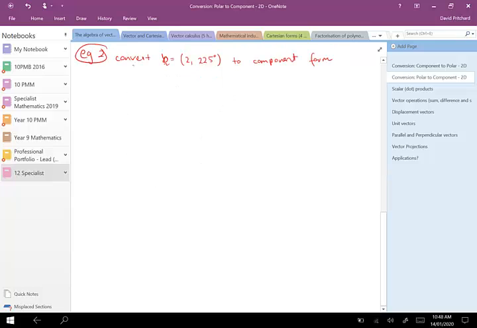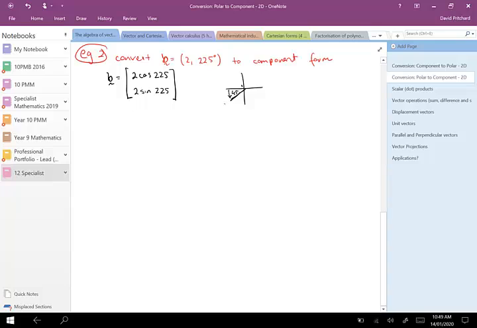Okay, in the second example, we're looking to convert b is equal to magnitude of 2 with a direction of 225 degrees to component form. So b will be equal to 2 cos 225 and 2 sine 225. Now, if we're going to do this by hand, we can apply trigonometry. So in this quadrant, the acute angle remaining from the x-axis is 45 degrees, so 225 degrees around, 45 degrees more than 180 degrees.